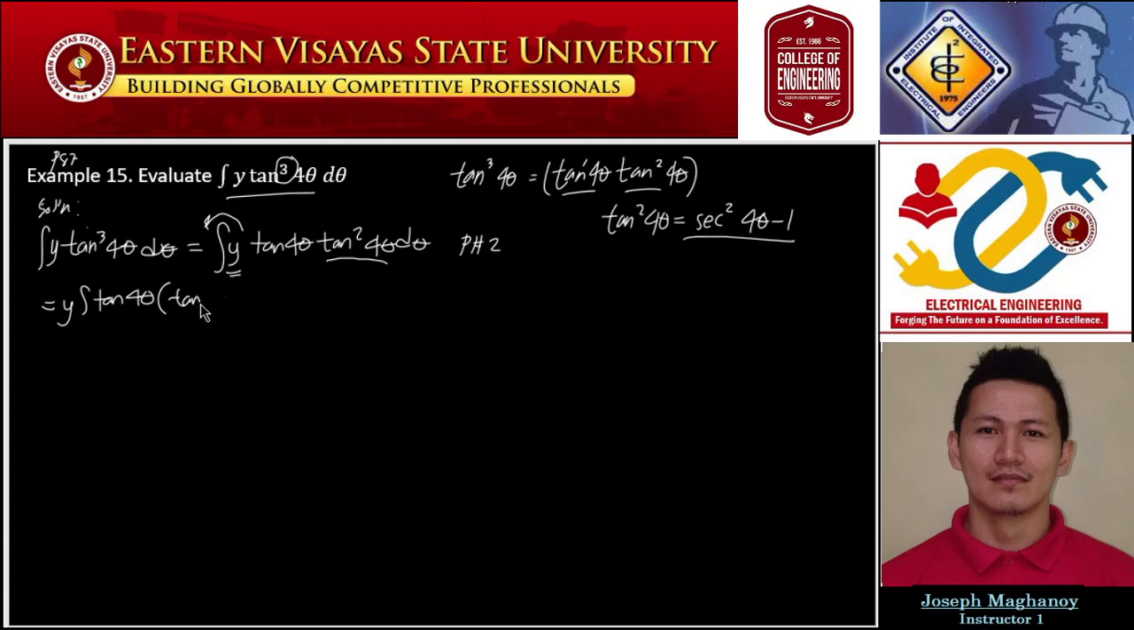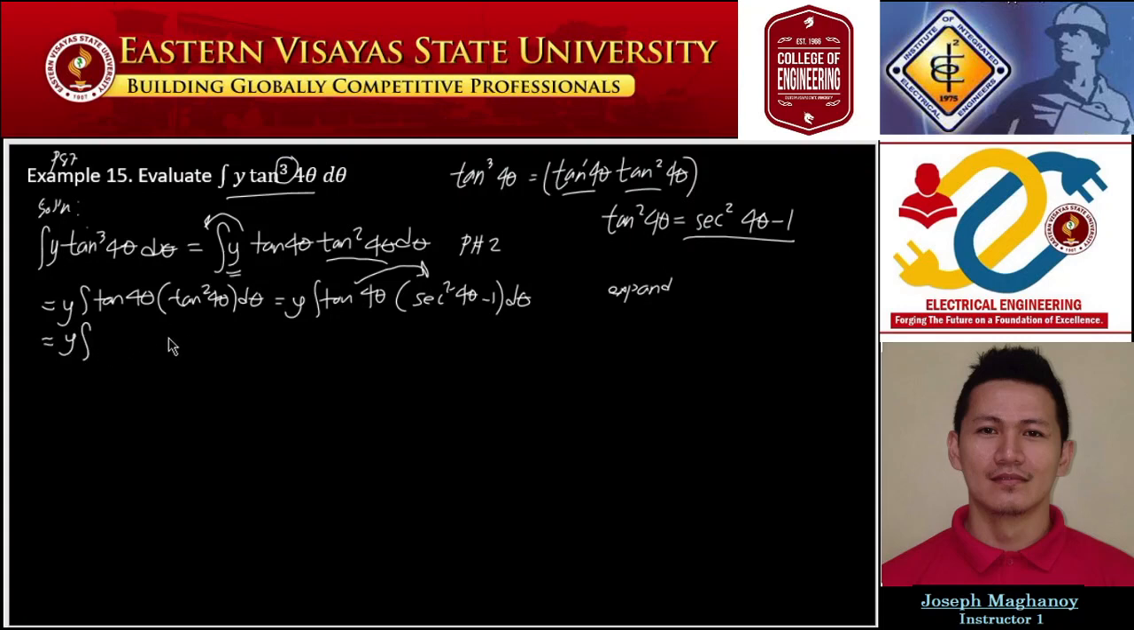Replacing tangent squared 4 theta d theta with our identity, we get the integral of tangent 4 theta times the quantity secant squared 4 theta minus 1 d theta. Our next step here is to expand our binomial. We let tangent 4 theta join our quantity inside the bracket.